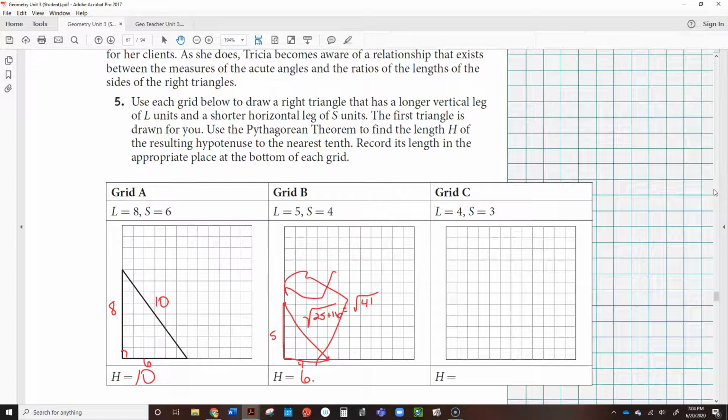Uh-oh. I hit a button. This is 4. 1, 2, 3, 4. This one's 1, 2, 3. I don't have to calculate this one. I know this is 5. How do I know that's 5, people? Because it's a Pythagorean triple. It's a 3, 4, 5 triangle.